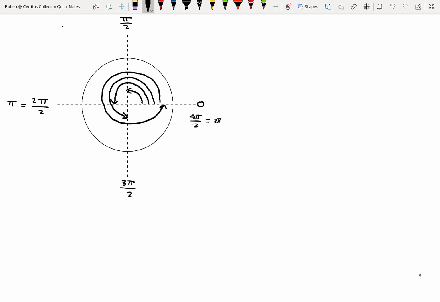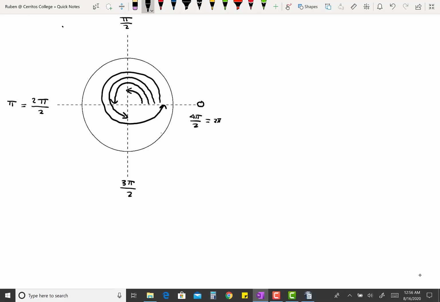So pi over 2 is 1/4 of a revolution. Pi is half a revolution. 3 pi over 2, or 3 times 1 pi over 2, is 3/4 of a revolution, and 4 pi over 2, which reduces to 2 pi, is 1 complete revolution. Okay. So let's do this again with another subdivision of pi.